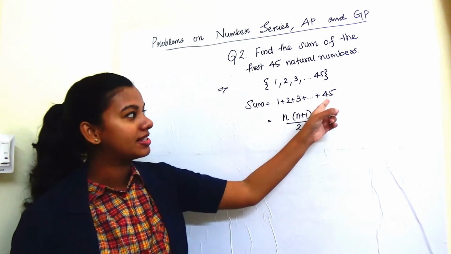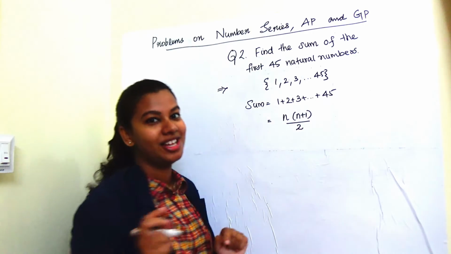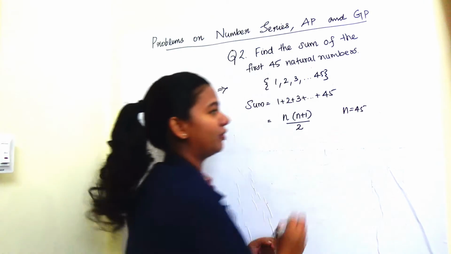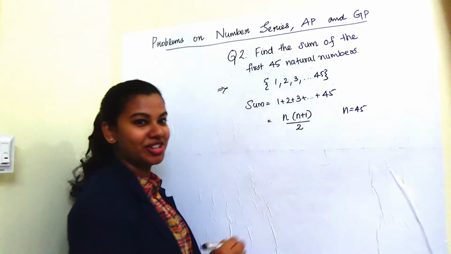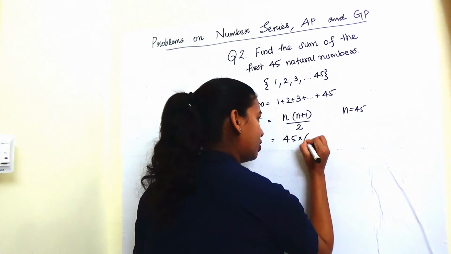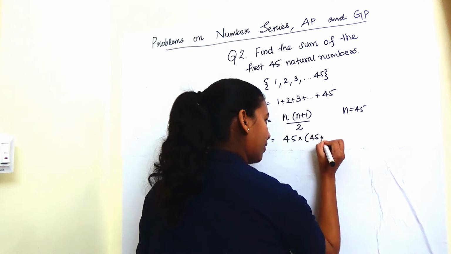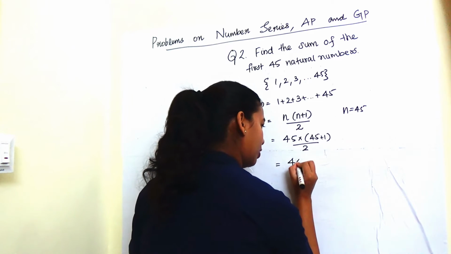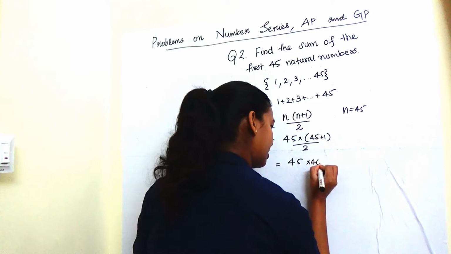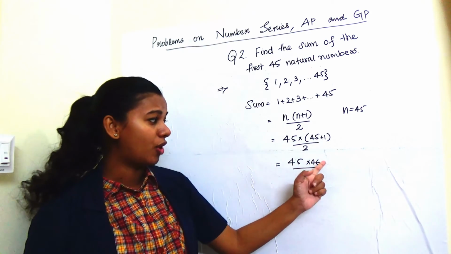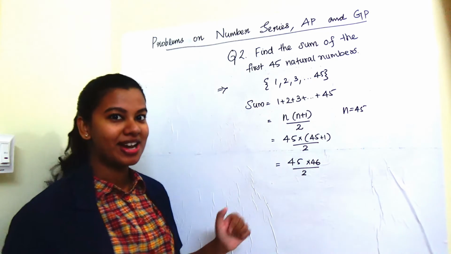Okay, so in this case n equals 45. So I write n equals 45. So let's substitute and see. 45 into 45 plus 1 divided by 2, which is equal to 45 into 46 divided by 2. Now 46 is divisible by 2, so I'll divide and see.